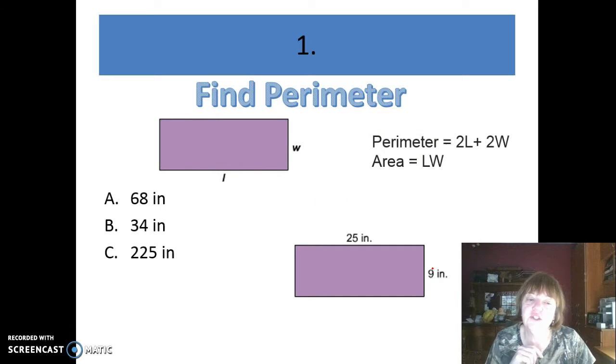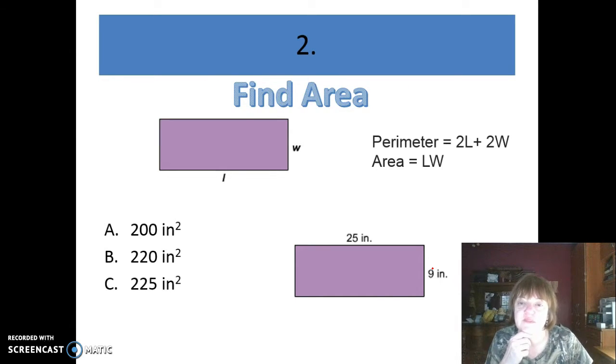All right, your turn. Find the perimeter. Okay, now find the area. This is the same rectangle.